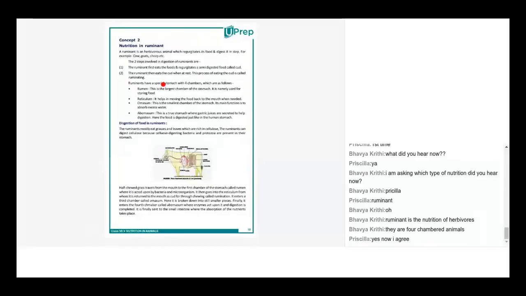Right? Okay. So now, rumen is the largest chamber of the stomach. Please remember, rumen is the largest chamber and it is used for storing the food. Reticulum helps the movement of the food back to the mouth when it has to regurgitate. And it will only regurgitate whenever it feels like. It will regurgitate voluntarily, unlike in human beings, where we don't have any control.